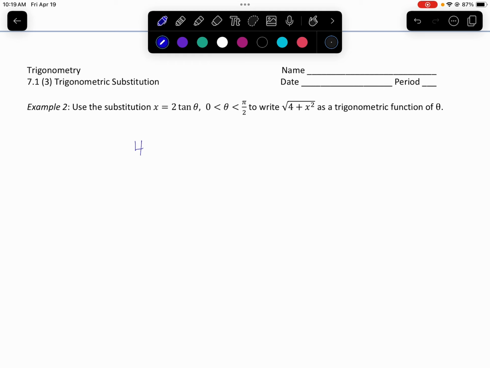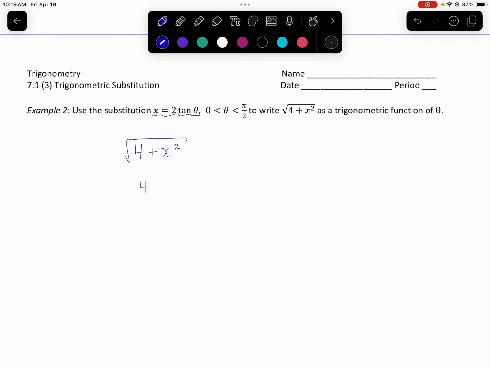So if I have my expression 4 plus x squared, don't forget your square root, everywhere I see x, they are telling me to replace it with 2 tangent theta. So that's going to be 4 plus 2 tangent of theta squared. And again, don't forget that square root. So now let's simplify what we can. So 2 squared is 4, tangent squared is tangent squared.